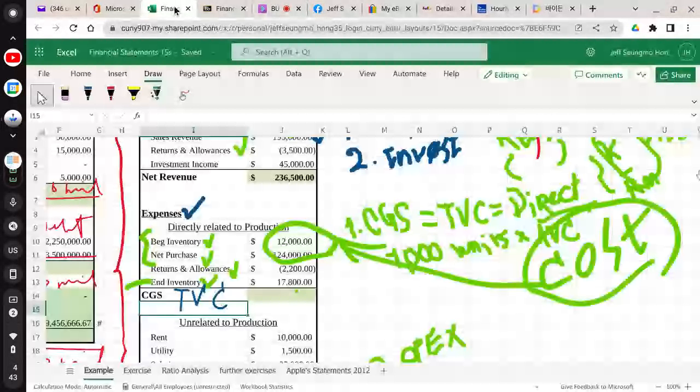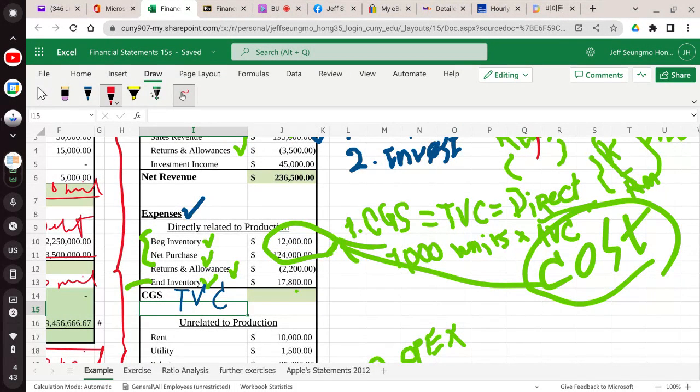CGS has to be the conclusion of the direct cost section, not ending inventory. You understand? Ending inventory is only the chronological result of the chronological activities, right?